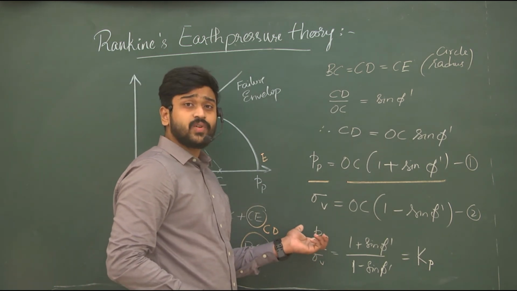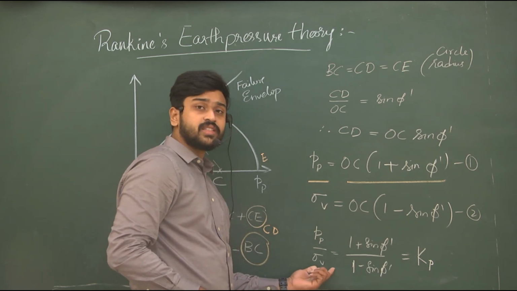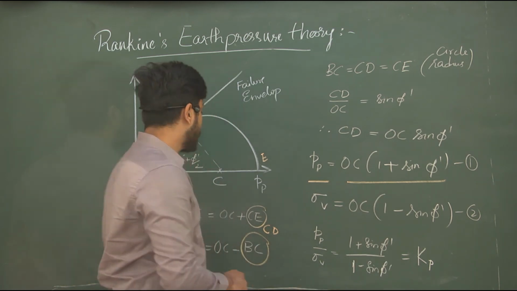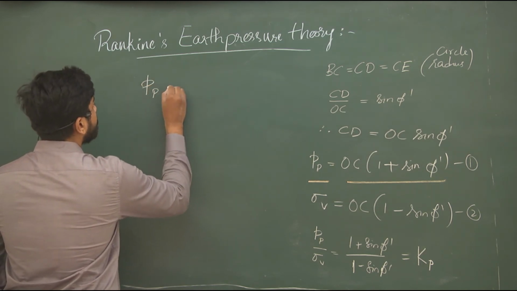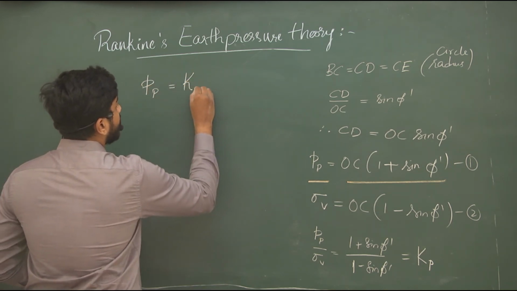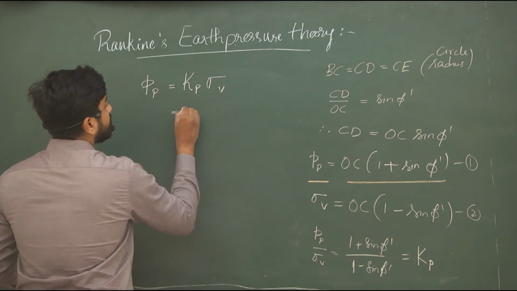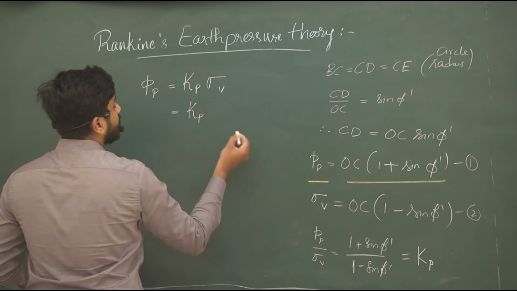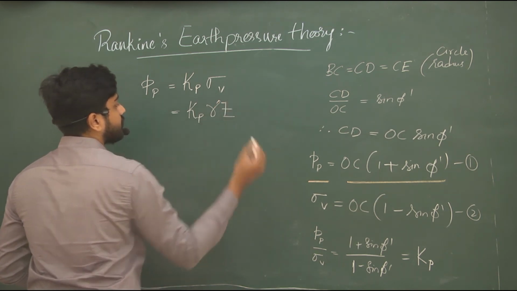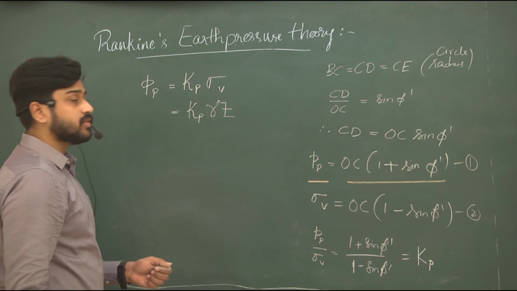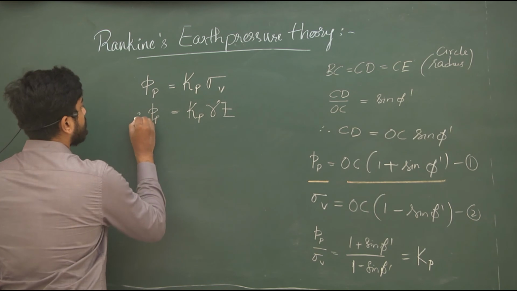So passive earth pressure is Kp into this small entity sigma V now. As I have stated, this can be further simplified and written as passive earth pressure is Kp into sigma V, since sigma V is nothing but gamma into Z. So I can write down Kp gamma Z. Clear? So that is how we have obtained the passive earth pressure.